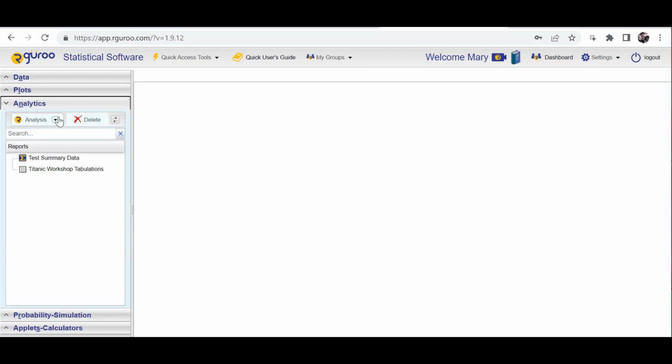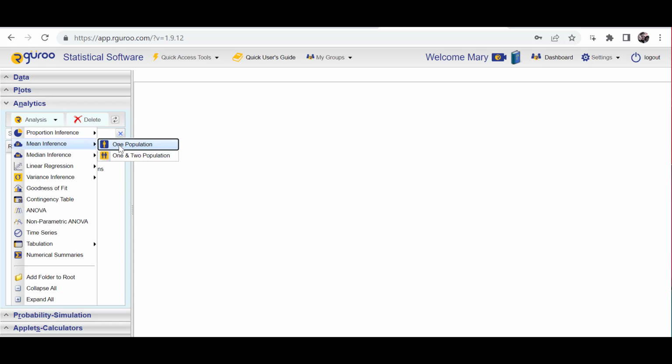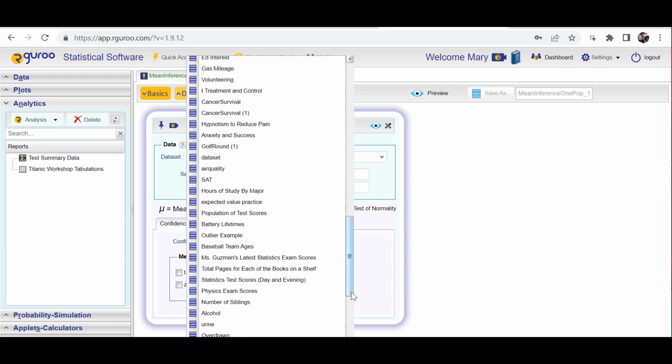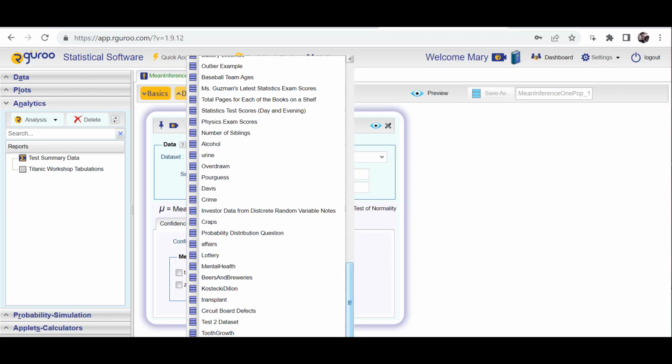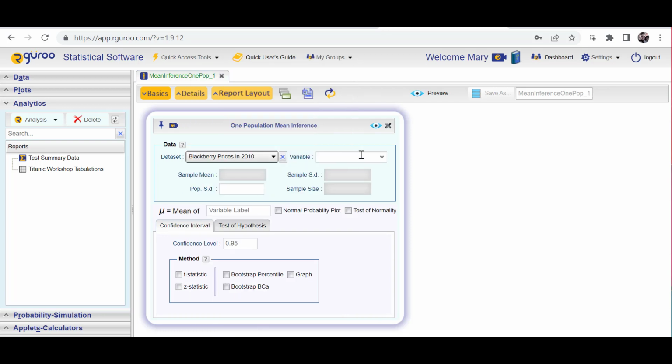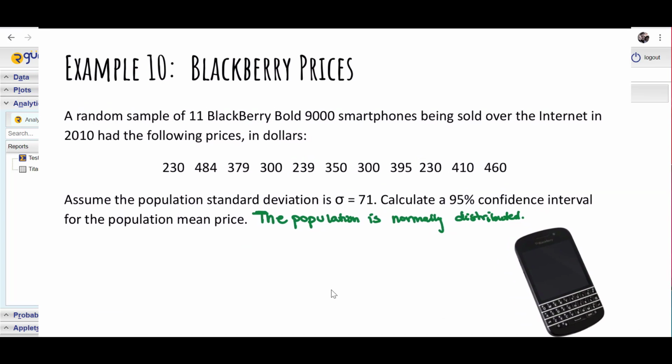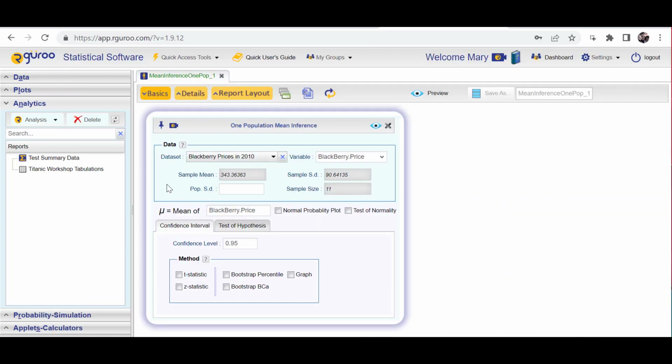So we'll go to Analytics, choose the Analysis drop-down, Mean Inference, one population, just like before. The difference this time is we're going to choose our data set, which is BlackBerry prices in 2010. And then you have to choose a variable here, which is BlackBerry price. And notice what happens. It has filled in the sample mean, the sample standard deviation, and the sample size. Now, if you recall the question, they gave us the population standard deviation. They said it was 71. So going back here, I'm going to fill in the population standard deviation as 71.